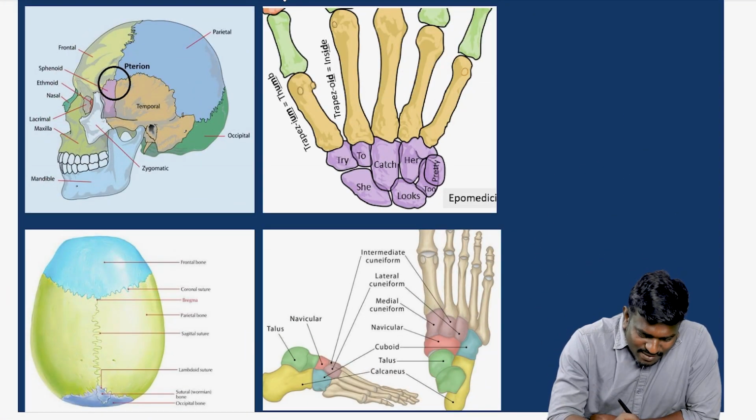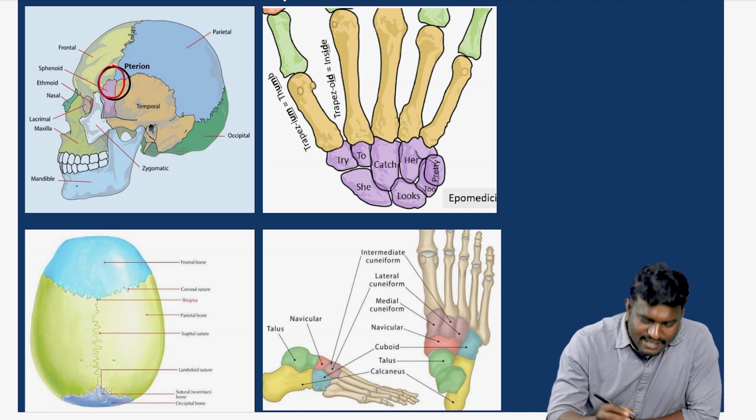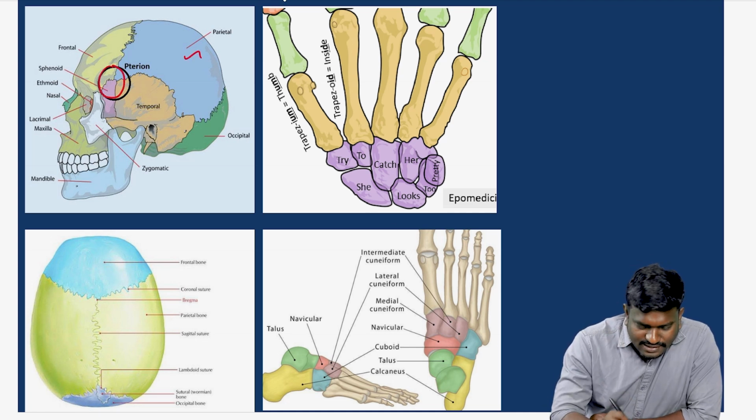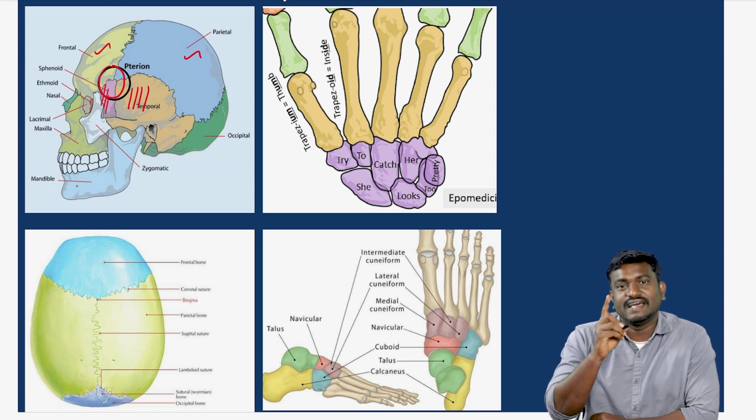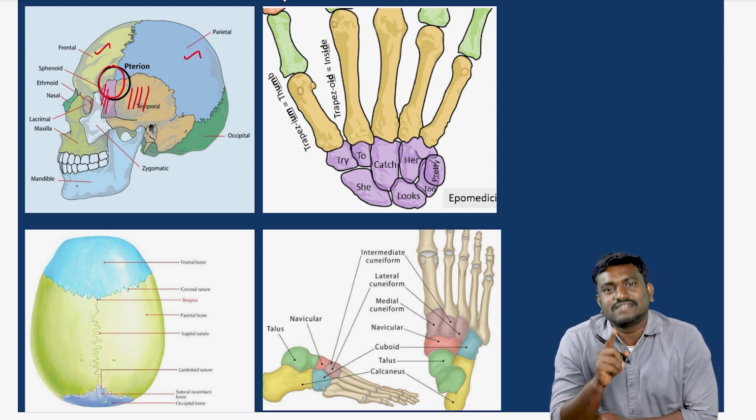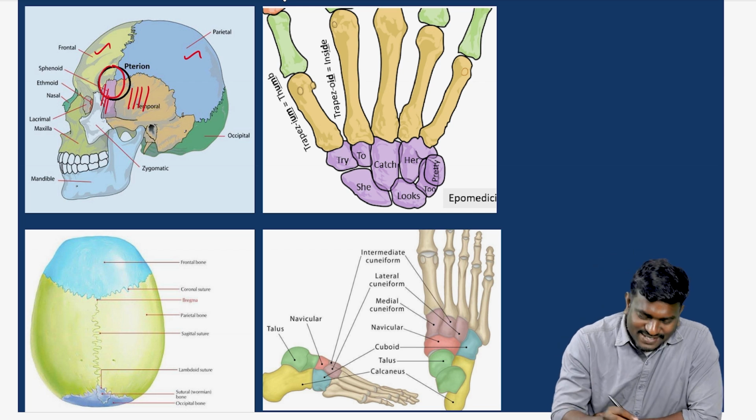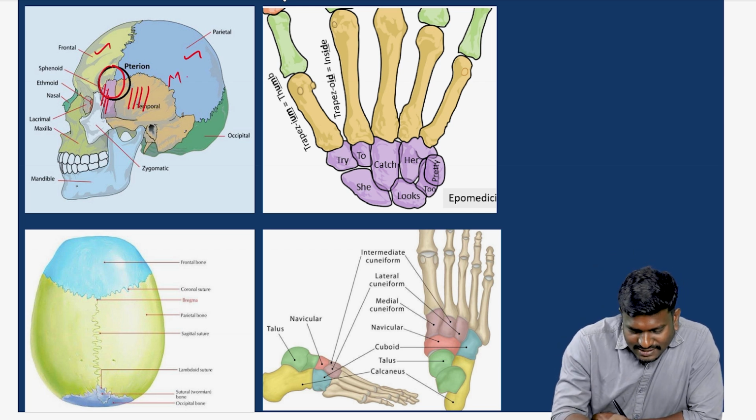What is the encircled part here? This is called as what? Pterion. Yes, it is located between the parietal, frontal, sphenoid and the temporal bone. There is a very important structure passing through pterion. What is it, sir? It is called as, yes, middle meningeal artery.